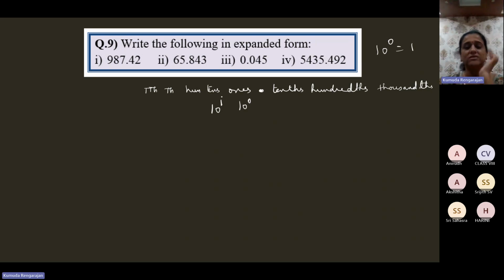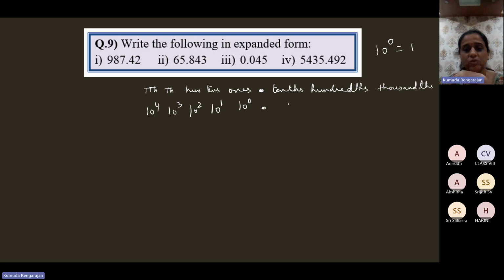What is 10? Once is 1, right? So 10 to the power 0 is 1. Then tens, that is 10. 10 to the power 1 is 10. Then hundreds, 10 squared is 100 because 10 into 10 is 100. Then 10 cubed is 1000. 10 into 10 into 10 is 1000. 10 to the power 4. 10 into 10 into 10 into 10 is 10,000.